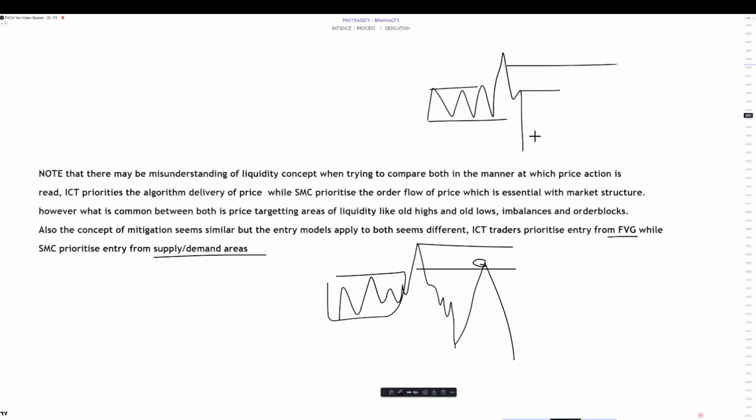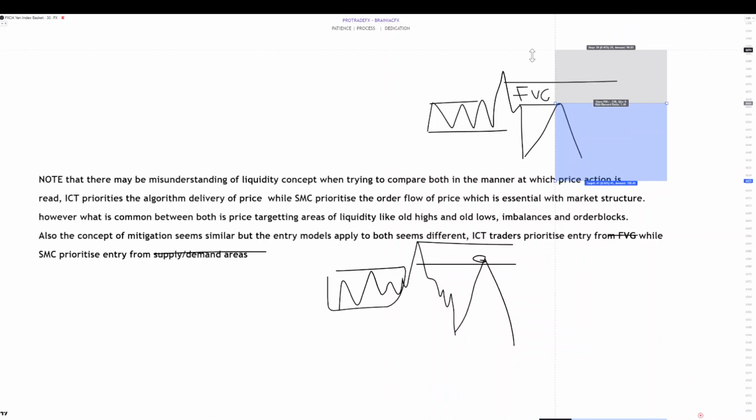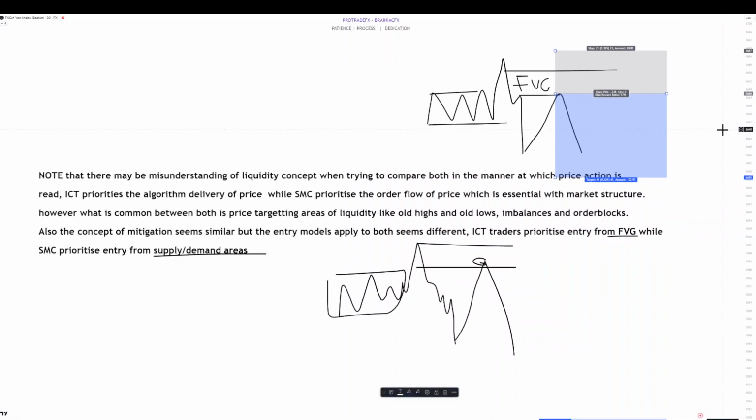So ICT traders, we prefer to enter trade from the fair value gap. This area is called a fair value gap, where there is inefficiency in price. ICT traders prefer to have their entries at the fair value gap, and they will have their stop loss at the highs, which is going to expose their SL to a very wide SL, at most 1 to 5, 1 to 3 for those entries.